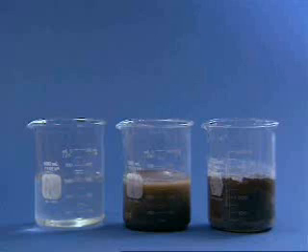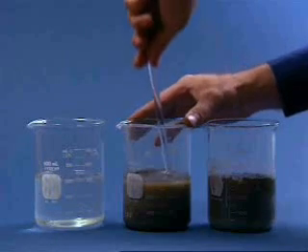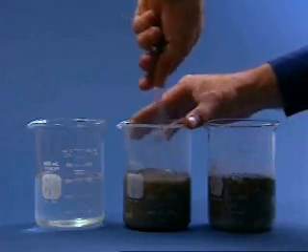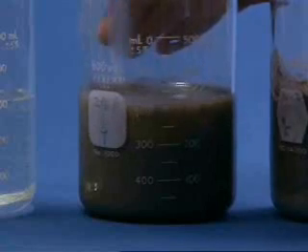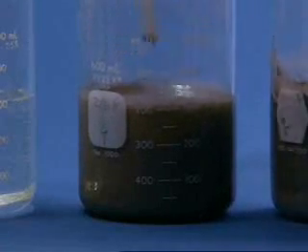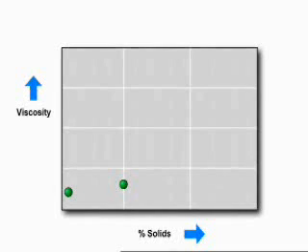The second beaker contains a slurry made by adding some solid particles to a beaker of water. The slurry is fairly dilute, but it does have a higher percent solids than pure water. It is slightly harder to stir because it is slightly more viscous than water. We also record this measurement on our graph.